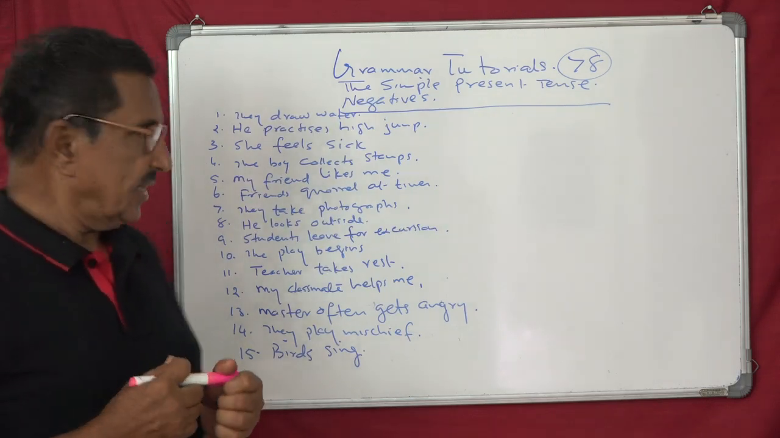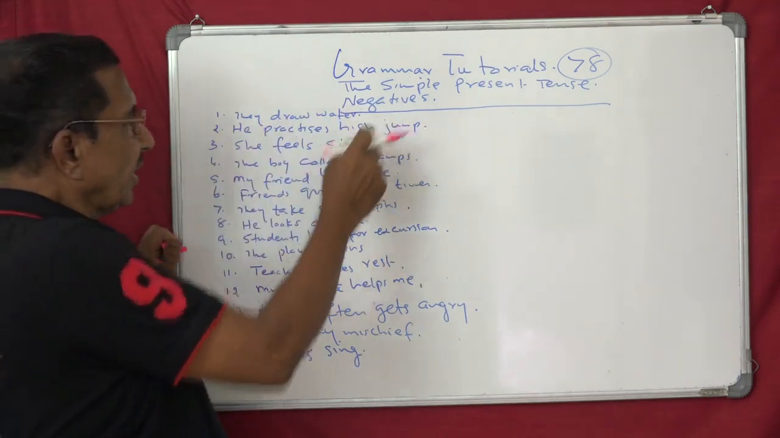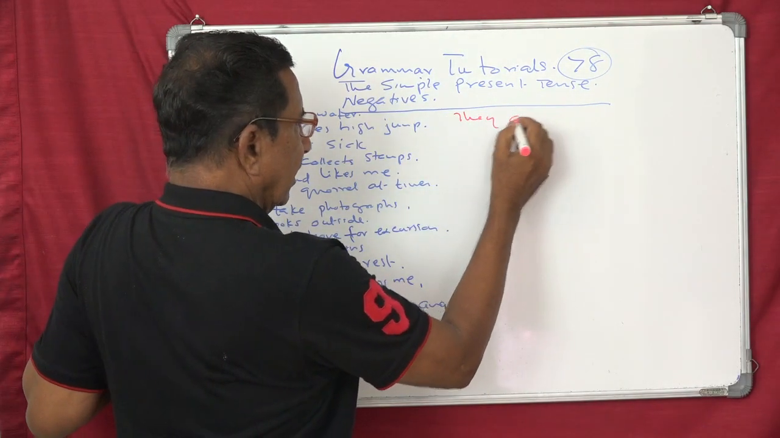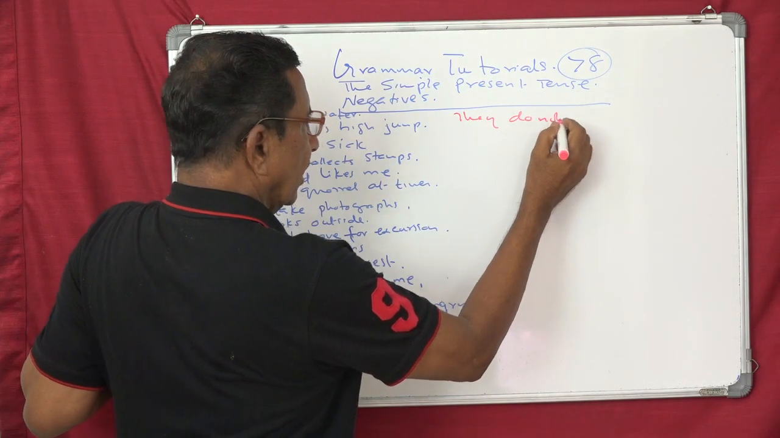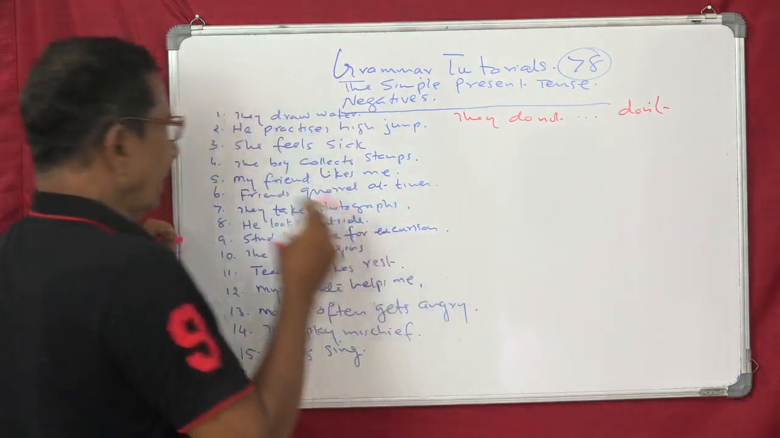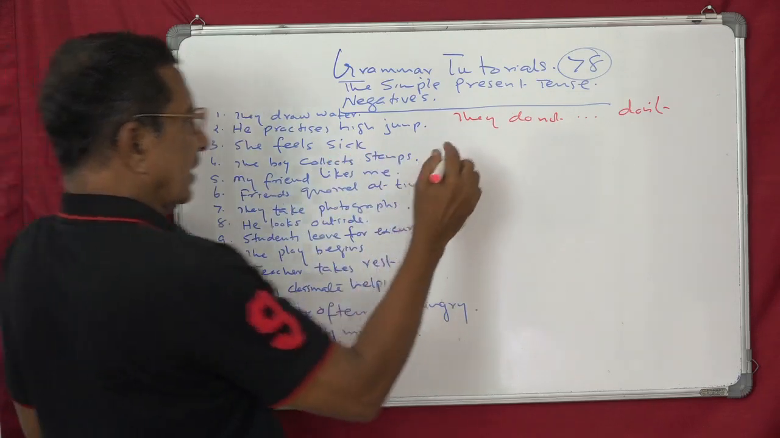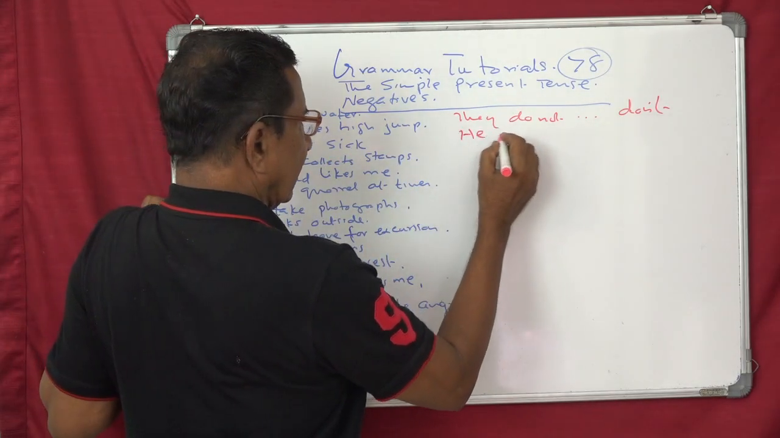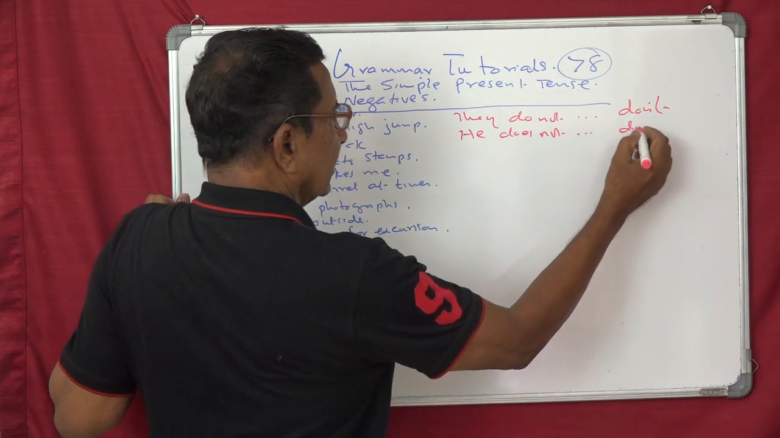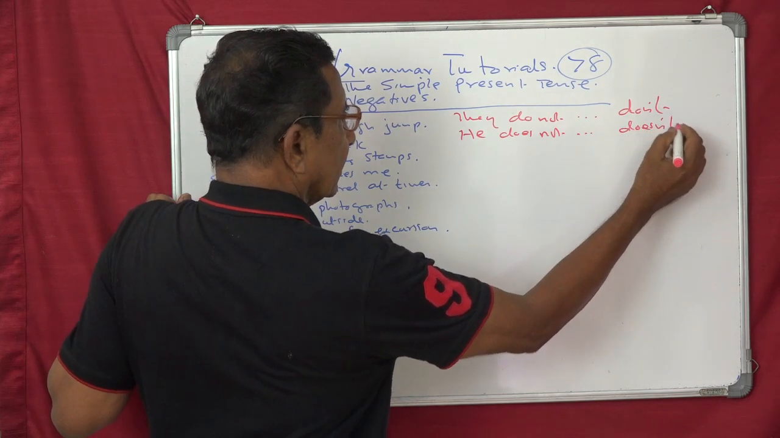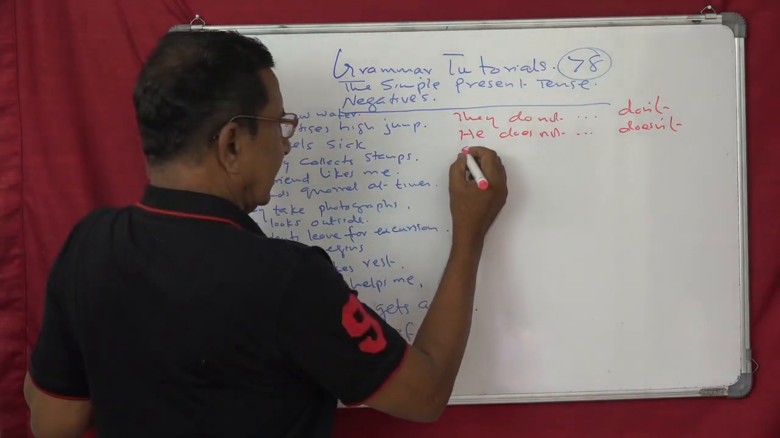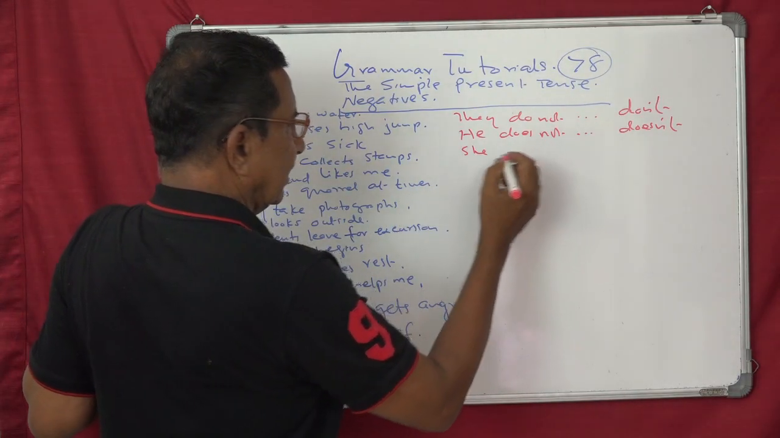and we will start. So, they draw water. They do not. They do not. Shortened form is don't. Okay. He practices. He does not. He does not practice. Doesn't is the short form. She feels sick. She doesn't.